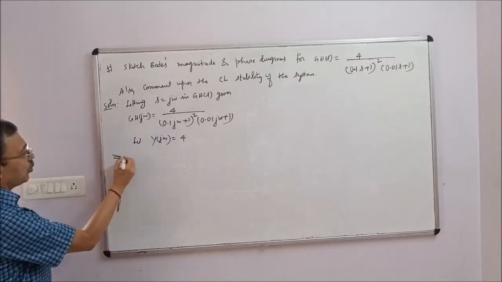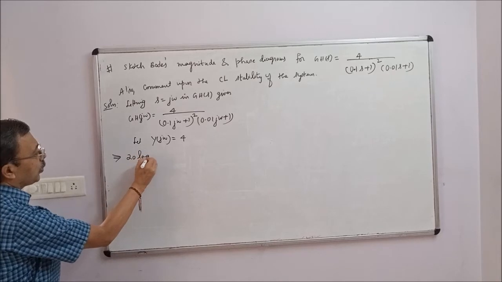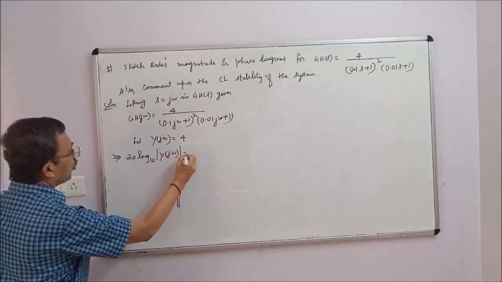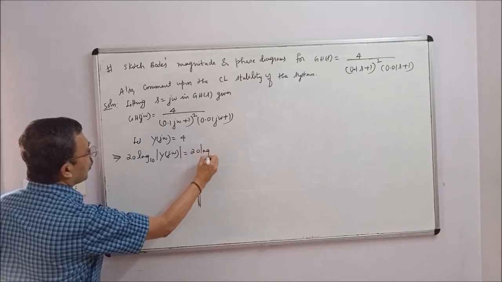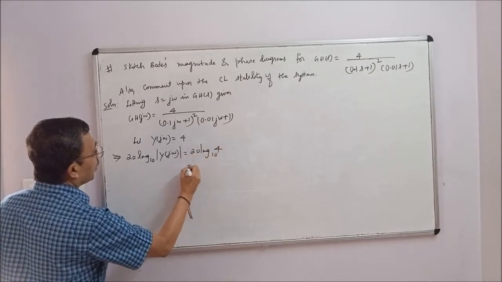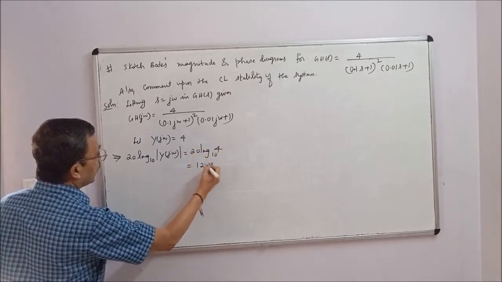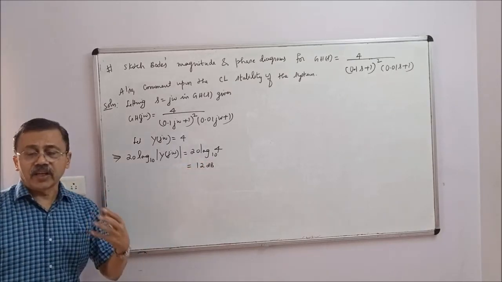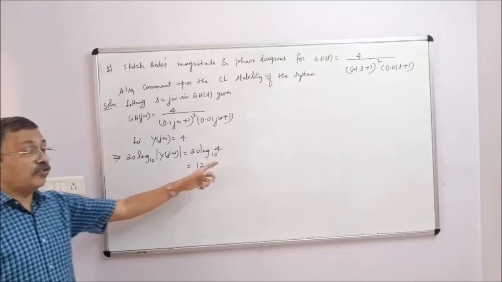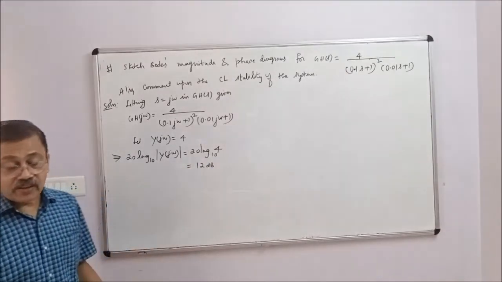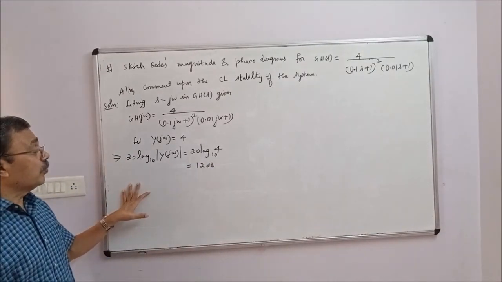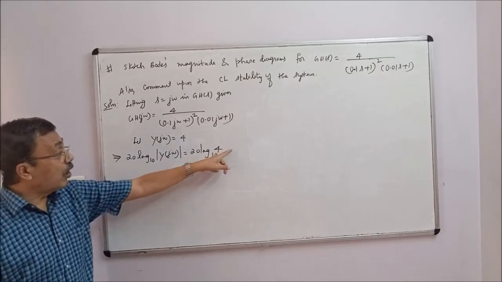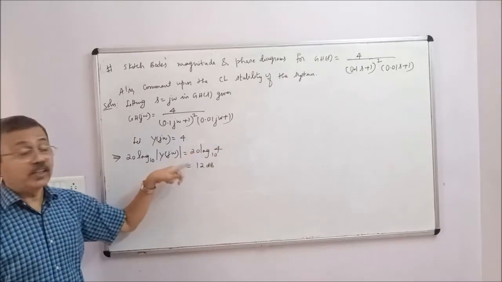Take 20 log on both sides. This implies 20 log to base 10. Magnitude of Y of j omega is equal to 20 log 4 to base 10, which is equal to 12 dB. So 20 log 4 to base 10 represents a line of slope equal to 0 decibels per decade. Why does it represent a line of slope 0 decibels per decade? The reason is there is no log omega term in this expression.